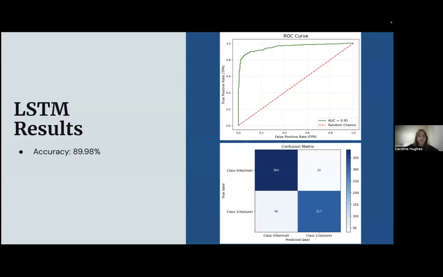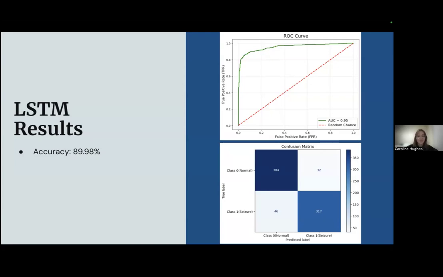So here we have the results of the LSTM. You can see that the area under the curve here was 0.95, which is a lot better than if it was just left up to random chance. And the accuracy was 89.98%, which is pretty good. And if we look at the confusion matrix here as well, you can see that there were a lot more true positives and true negatives than there were false positives and false negatives.